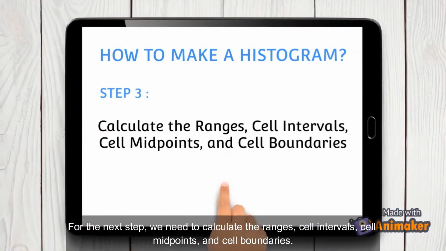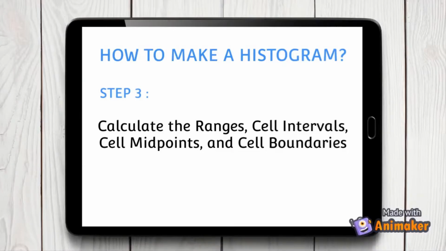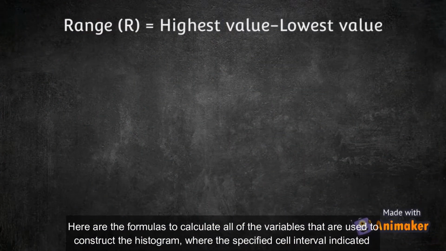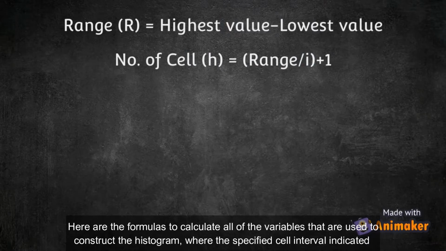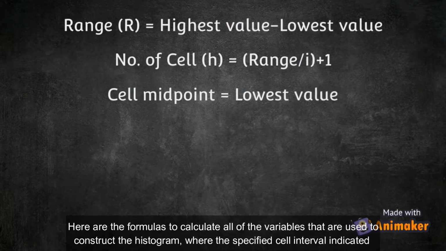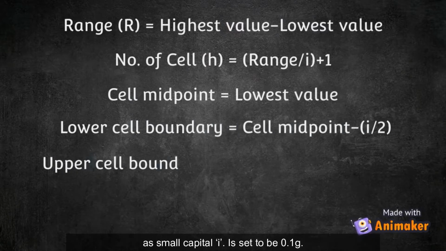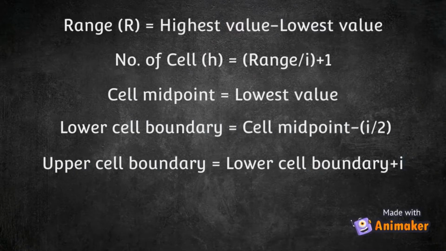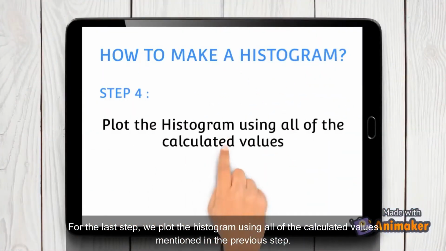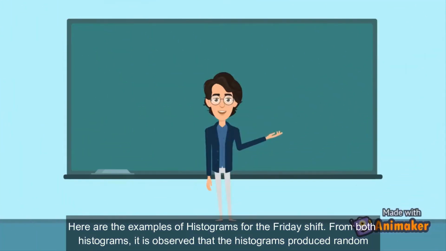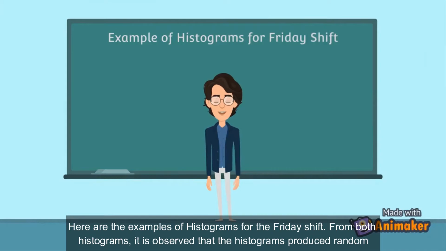For the next step, we need to calculate the ranges, cell intervals, cell midpoints, and cell boundaries. Here are the formulas to calculate all of the variables that are used to construct the histogram, where the specified cell interval indicated as small capital I is set to be 0.1 grams. For the last step, we plot the histogram using all of the calculated values mentioned in the previous step. Here are the examples of histograms for the Friday shift.